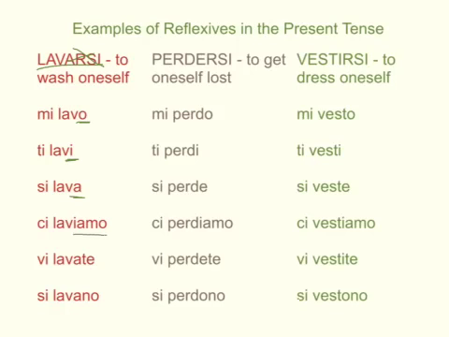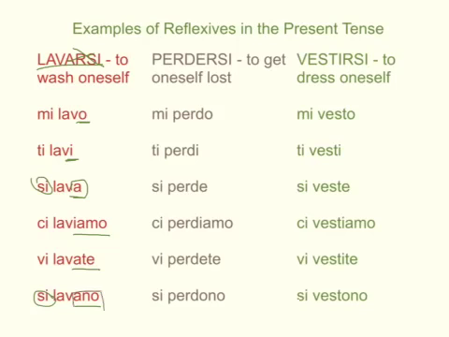Ci laviamo, for we wash ourselves. Vi lavate, for all of you wash yourselves. And si lavano, for they wash themselves. So you can see there the difference between where you use the si for he or she, because there's a different ending, and the si for they. Again, the ending of the verb is showing who is doing the action.